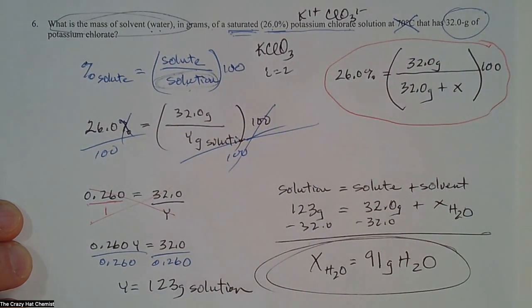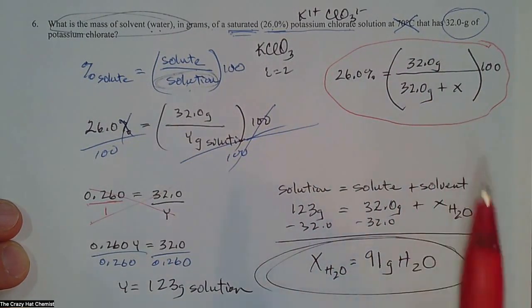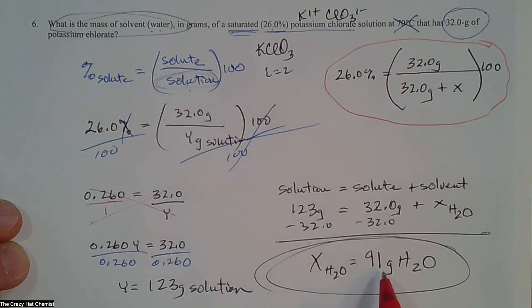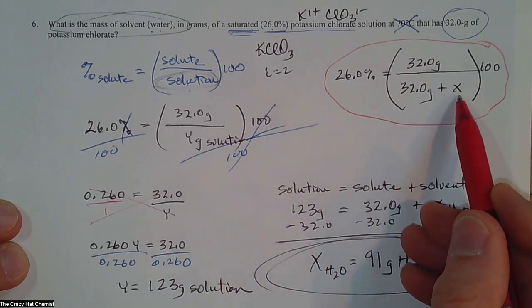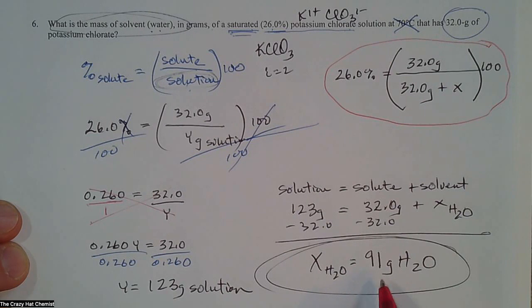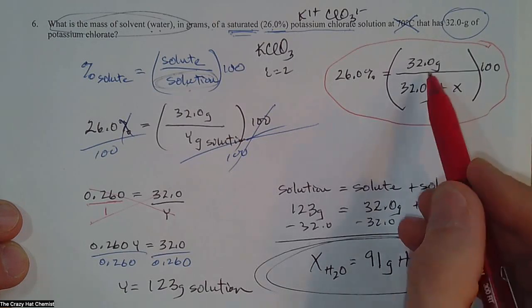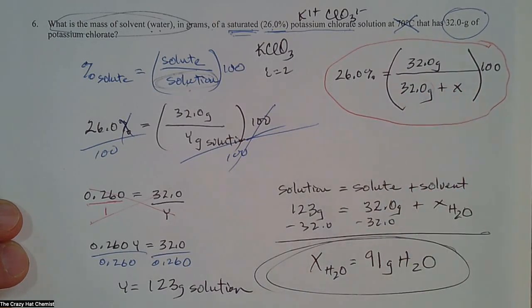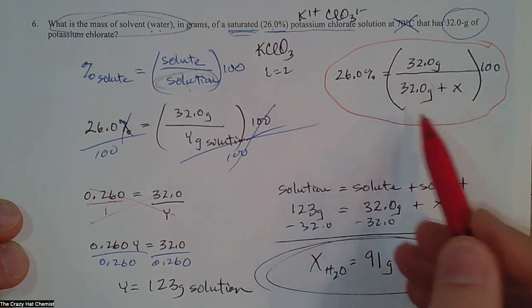And in fact, if you use this method, you can directly solve for the 91 grams. So if you solve for X right here, you will directly solve for the 91 grams right away. And that would be perfectly fine too. You get that without finding out what the solution is. And if you needed the solution, you would have to add the solute plus the solvent because that equals the solution. So give this a try mathematically.